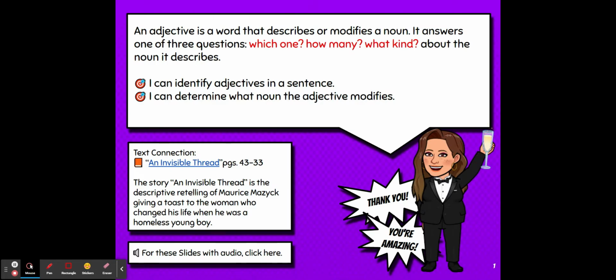Let's talk about adjectives. An adjective is a word that describes or modifies a noun. It answers one of three questions: which one, how many, what kind, about the noun it describes. Our learning targets today are: I can identify adjectives in a sentence, and I can determine what noun the adjective modifies.